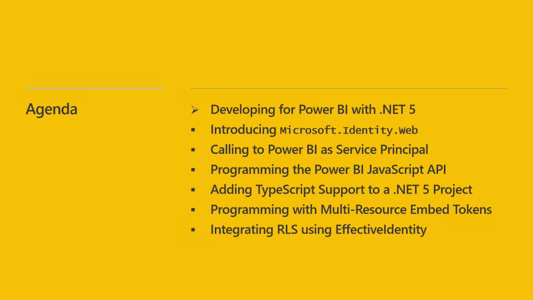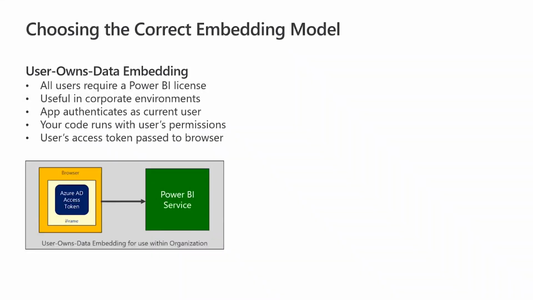Okay, now just a little bit of background, so everyone understands the difference between the two embedding models that we have. We have one which is called User Owns Data Embedding, and in that case, you as an application developer have to authenticate the user and then acquire user-based access tokens from Azure AD. And then when you call to the Power BI service to implement Power BI embedding, you do so under the identity and with the permissions of the current user.